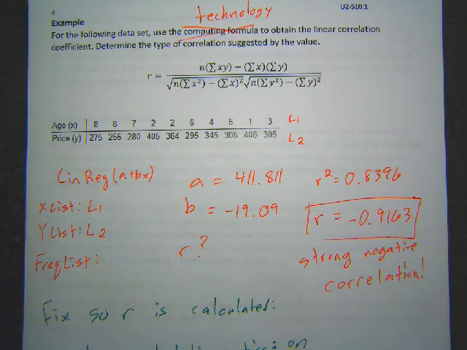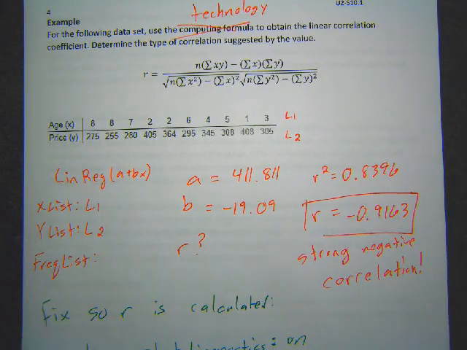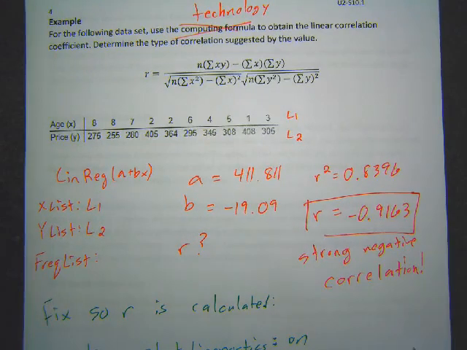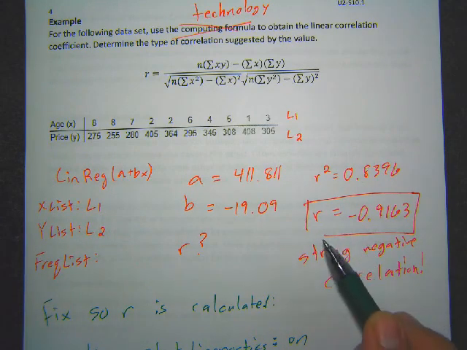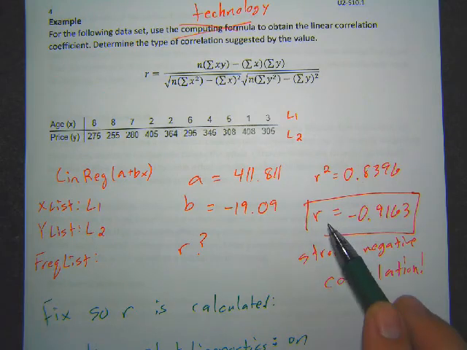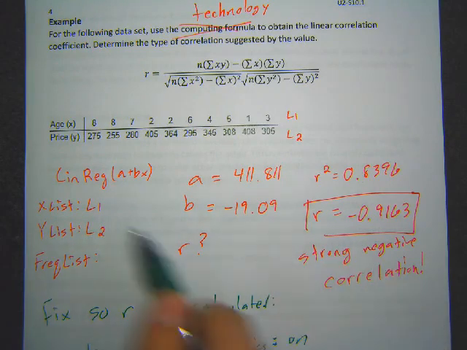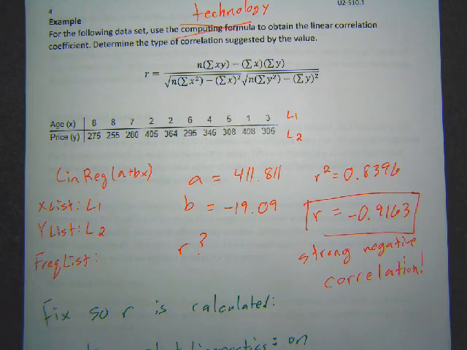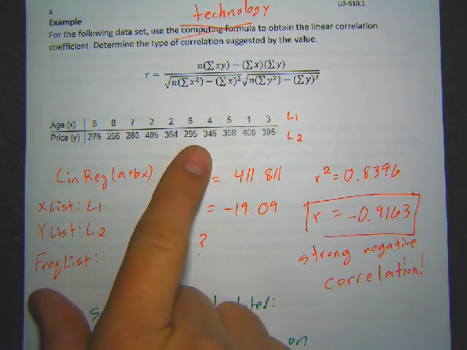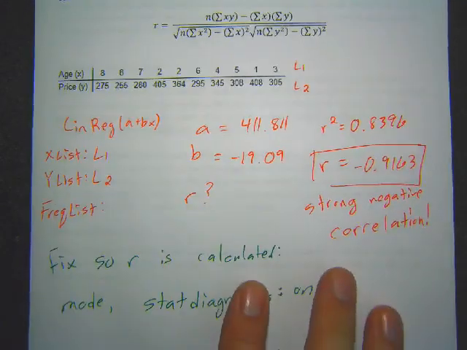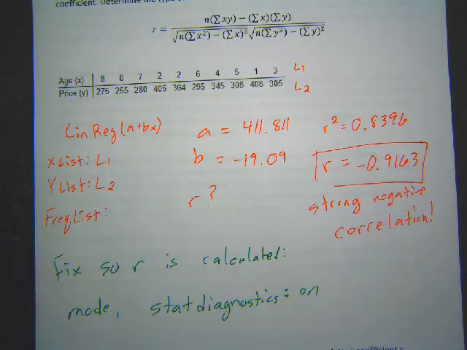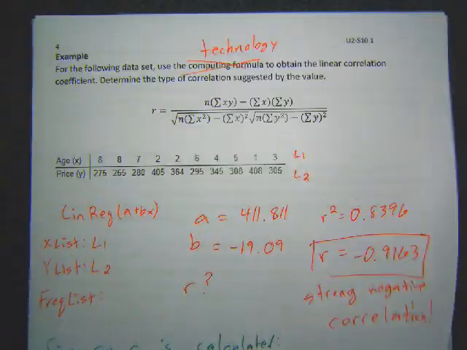So that's using that LinReg a plus bx. That's really the only calculator function we'll need for this section, because it gives us r pretty easily. I guess I shouldn't say the only, we have one other thing to do. But if you want to find the linear correlation coefficient r, you use the LinReg a plus bx. You do have to type this data in your stats list, and you have to make sure that stat diagnostics is turned on.